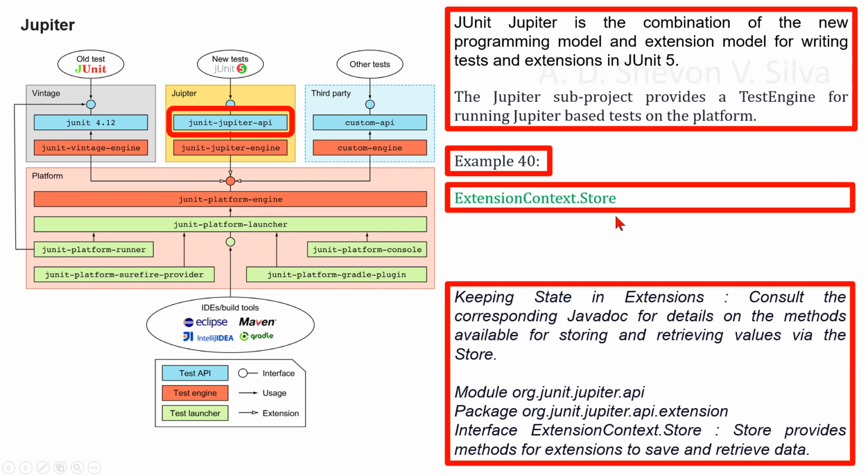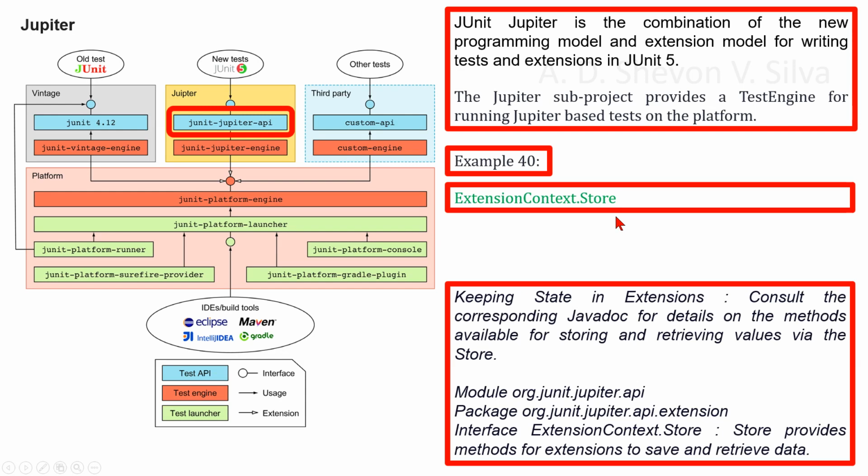Usually an extension is instantiated only once. So the question becomes relevant: how do you keep the state from one invocation of an extension to the next? The ExtensionContext API provides the store exactly for this purpose. Extensions may put values into a store for later retrieval.